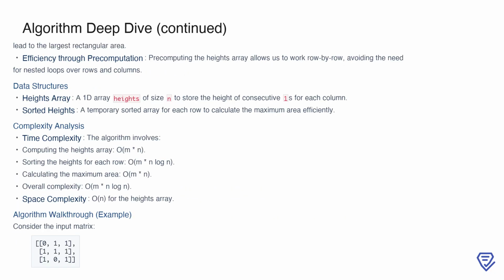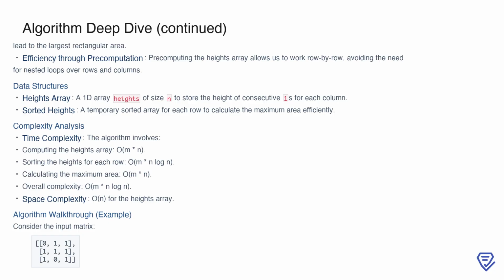The algorithm is built on a few key insights. First, sorting the heights in descending order is critical because it rearranges the columns to group taller rectangles together, which directly contributes to maximizing the submatrix area for each row. Additionally, a heights array can be viewed as a histogram, where the tallest bars grouped together yield the largest rectangular area. Another important factor is the efficiency of this approach. By pre-computing the heights array, we avoid the need for nested loops over rows and columns, reducing the overall complexity.